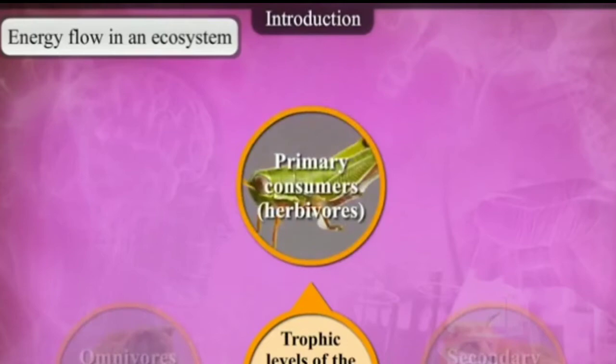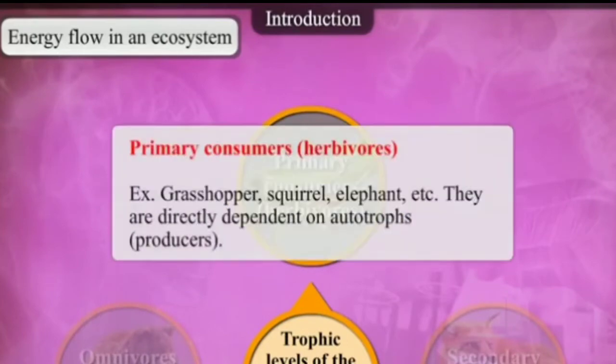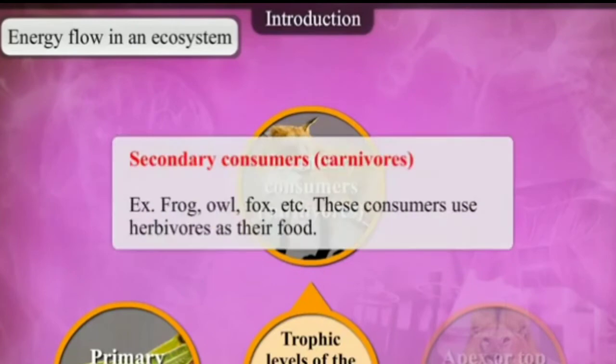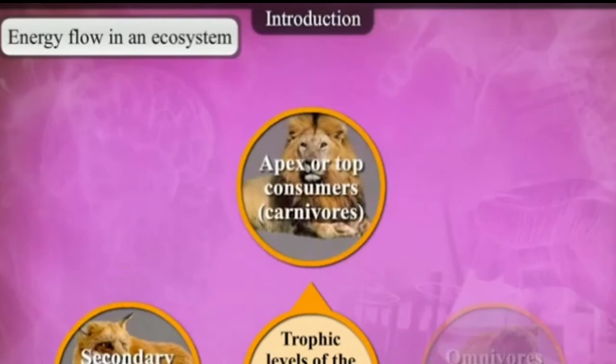The first is the primary consumers, or else we can say herbivores. For example, grasshoppers, squirrels, elephants, etc. They are directly dependent on autotrophs, that means on producers. So these are primary consumers. Secondary consumers or carnivores. For example, frog, owl, fox, etc. These consumers use herbivores as their food.